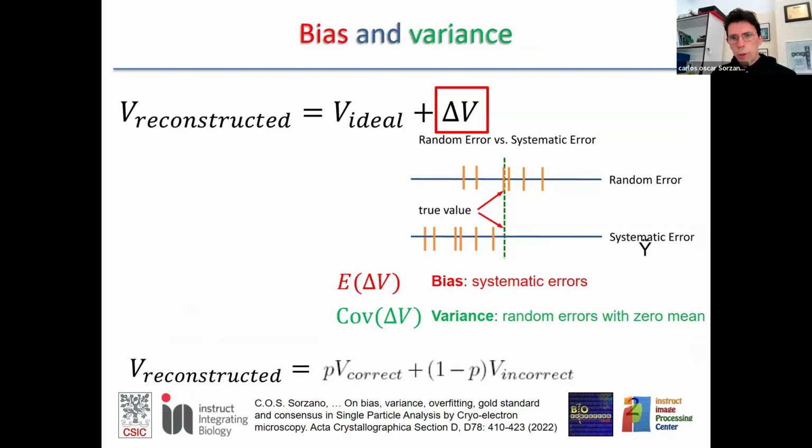So there will be a fraction of those parameters that you estimate more or less correctly, and those more or less correct parameters will result in a more or less correct structure, and this fraction I represented here with P. But then the remaining parameters that have been incorrectly estimated will result in an incorrect structure that is corrupting your final reconstruction. And I want to illustrate this idea with some examples.